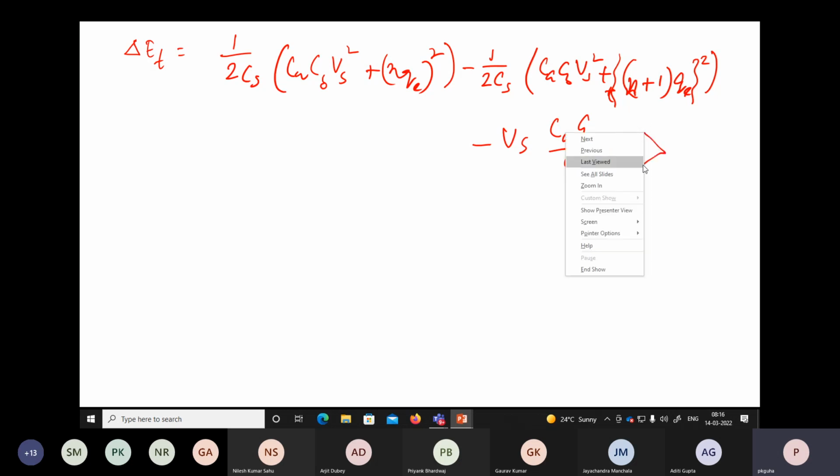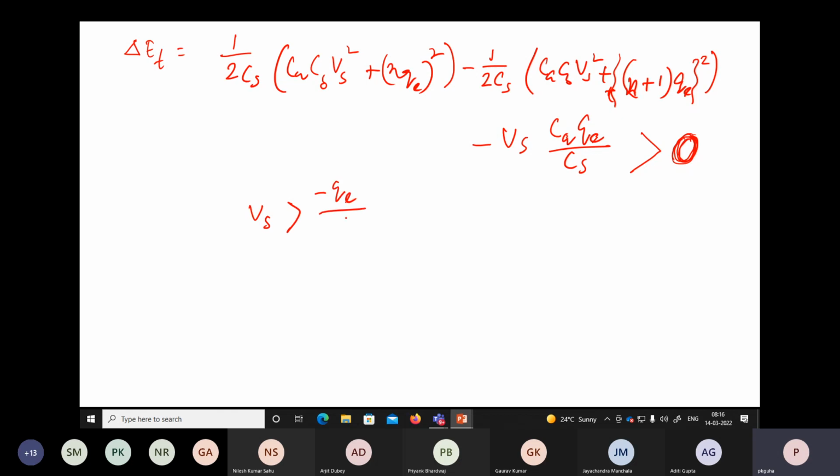This term is the work done by the supply voltage, right, that we mentioned yesterday in the last class. So this has to be greater than 0 to make this phenomenon energetically favorable. This is similar to what we used in the last class, you remember, for the simple parallel plate capacitor. And if you use this, you ultimately will get Vs greater than minus QE over Ca times n plus half.